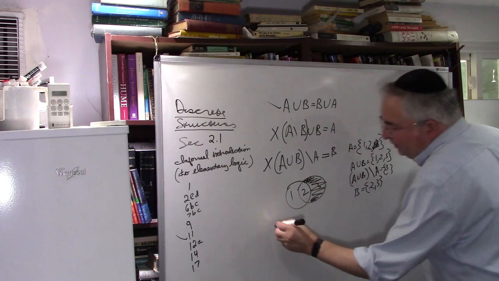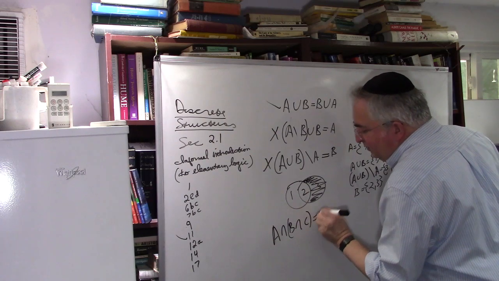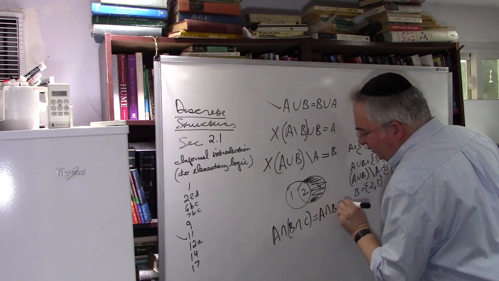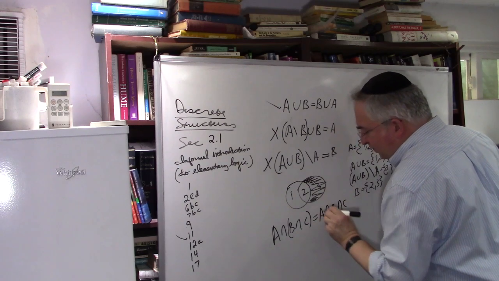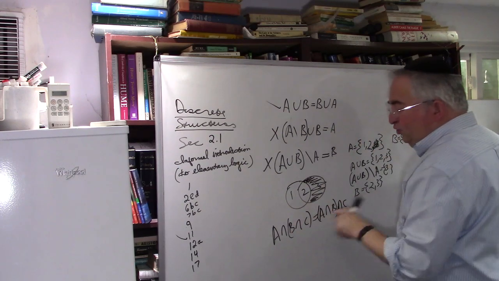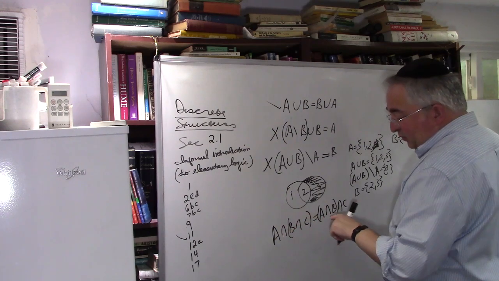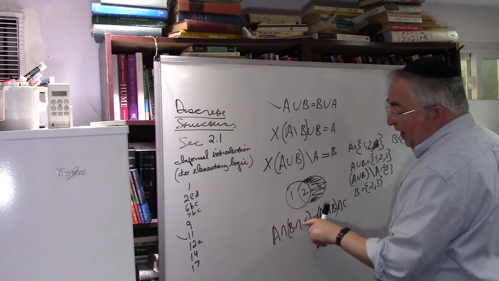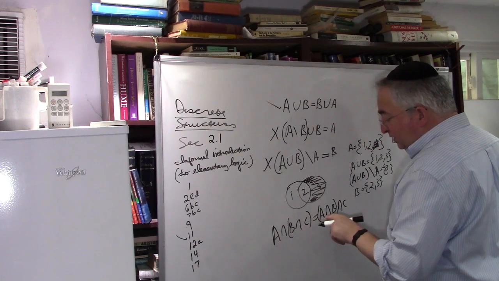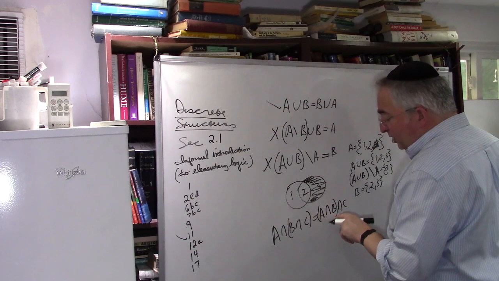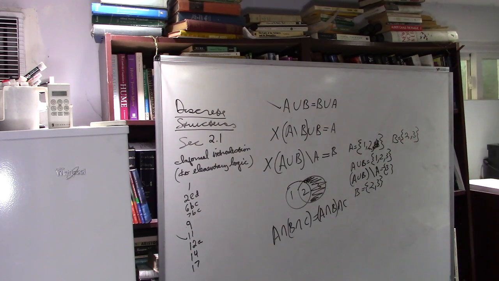Okay, the next one is simple. A intersect B intersect C is equal to A intersect B intersect C. This is true because intersection is associative, but also because of the word and. These are those things that are in A and in B and in C, equal to those things in A, and in B and in C. The word and is associative too. Okay, last problem.